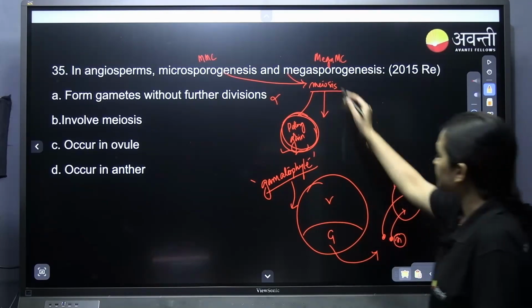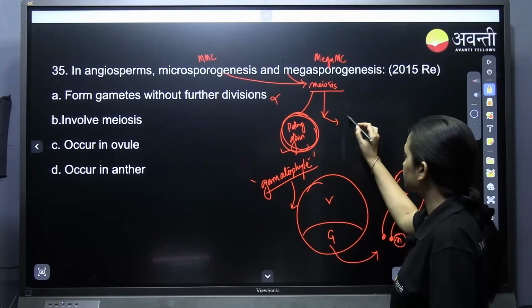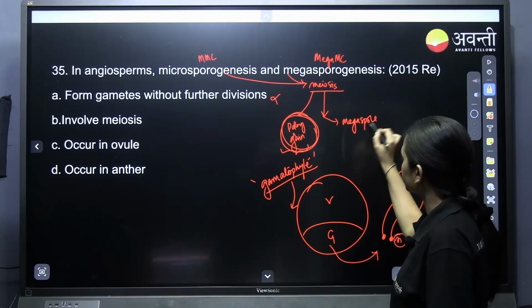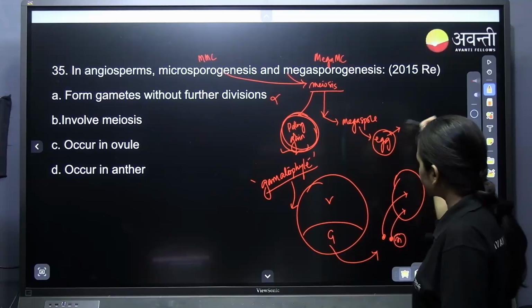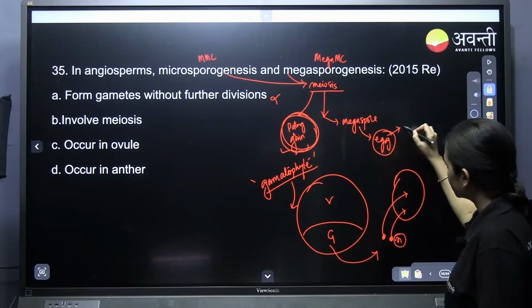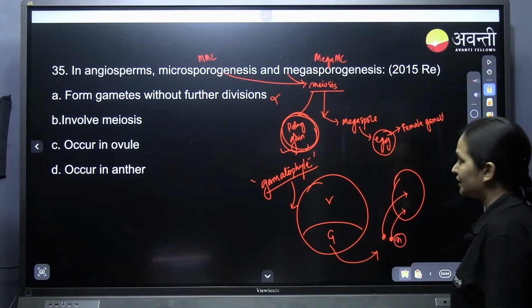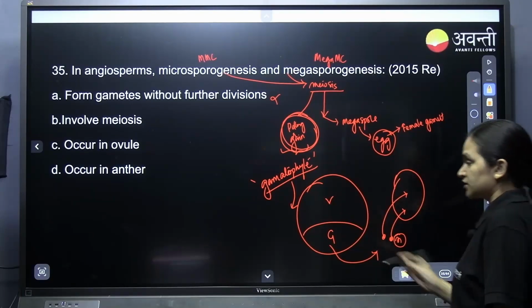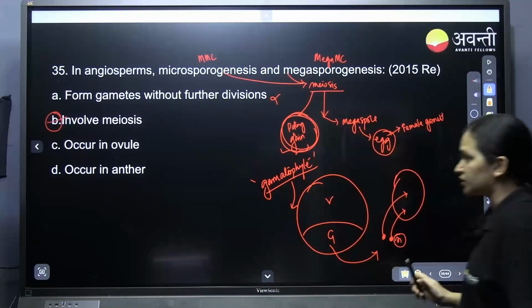Okay, and this one undergoes meiosis and produces the megaspore. Ultimately it produces the egg. This egg is a female gamete. Okay, female gamete. So we should note the difference. Yes, the answer to this question is B for Bombay. Involves meiosis.